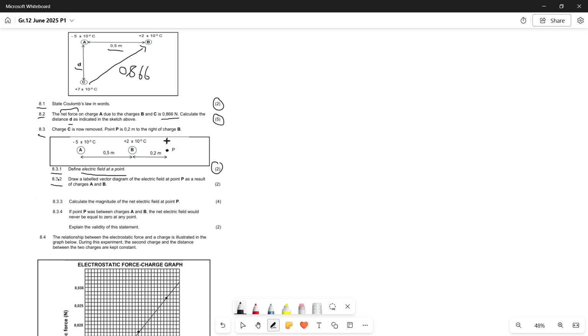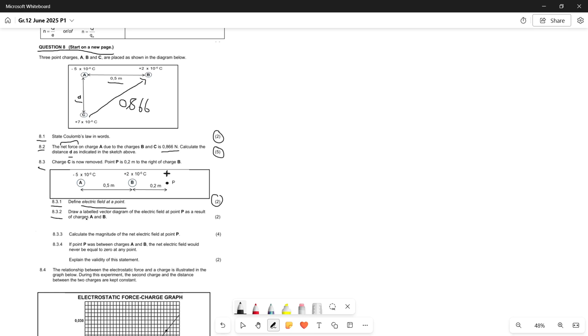And then 8.3.2, it says draw a labeled vector diagram of the electric field at point P as a result of charges A and B. So as we were just talking about, charge P over here is a positive speck of dust. It doesn't attract like these charges up here. It doesn't have an actual charge that it emits, but it is a positive speck of dust, which is helping us see how it relates to A and B.